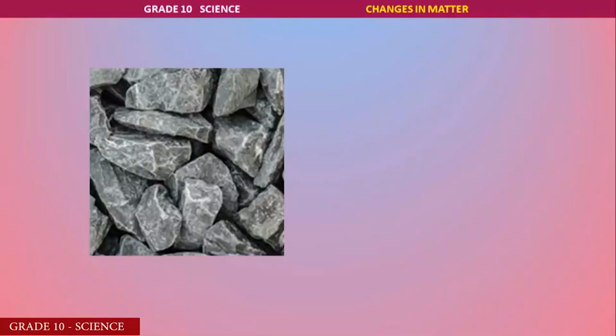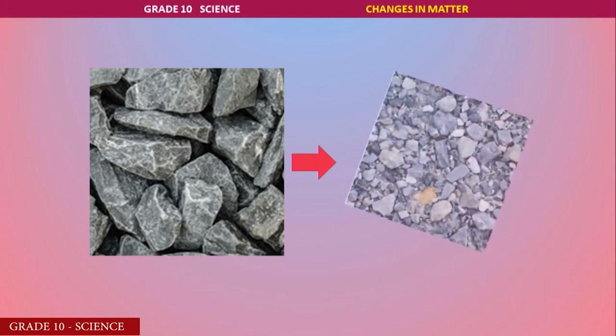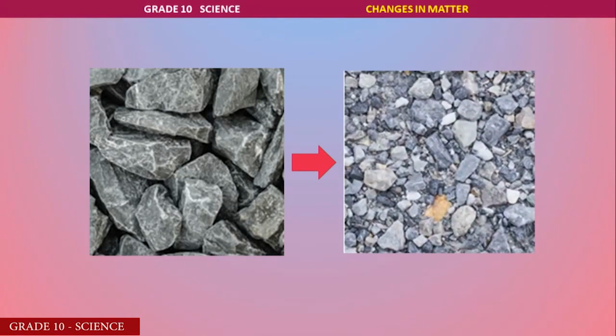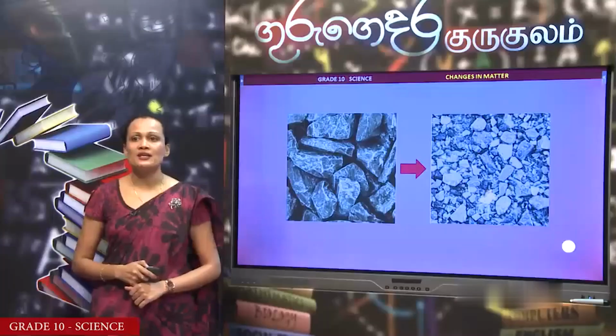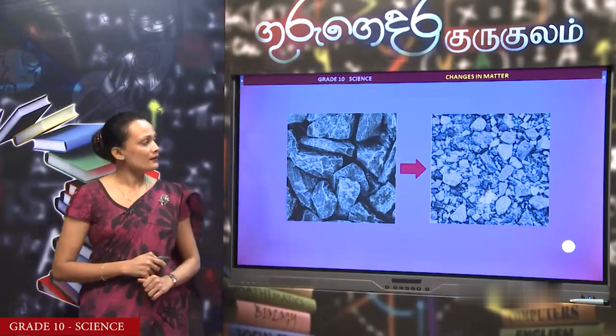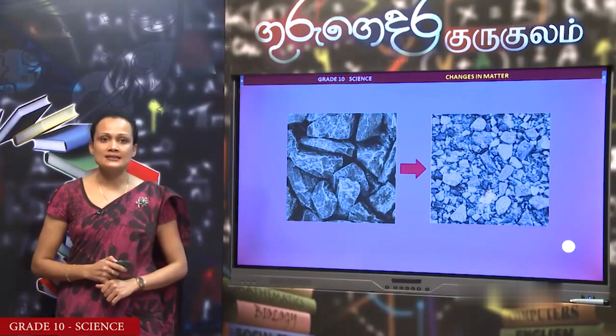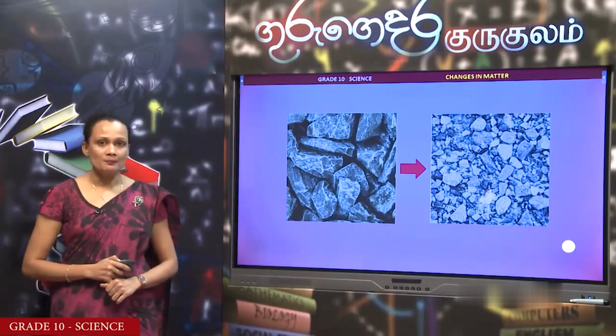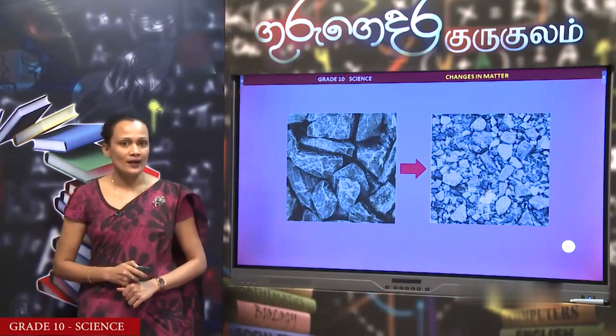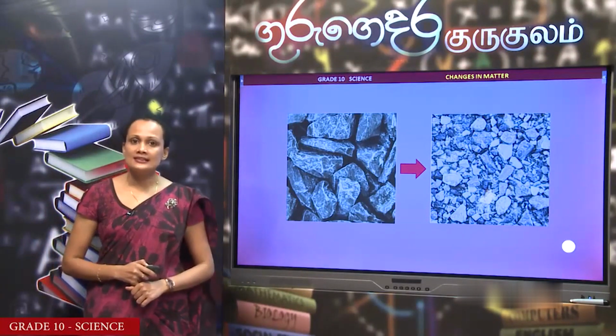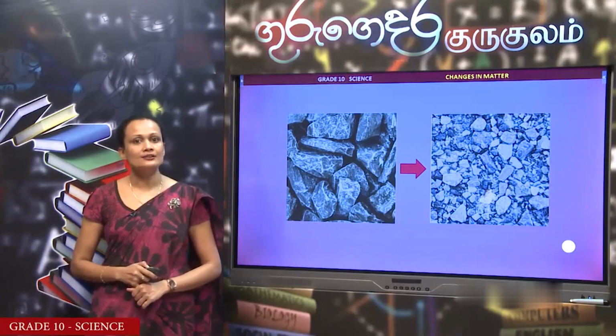Look at this one. Here some rocks are there. If we crush those rocks, we can obtain small rock particles. Here what happened? The physical state does not change, but physical properties are changing. That means the size is changing. Here also no new substance is formed. It is the same rock but in different size. That's why crushing of stone we consider as another physical change.